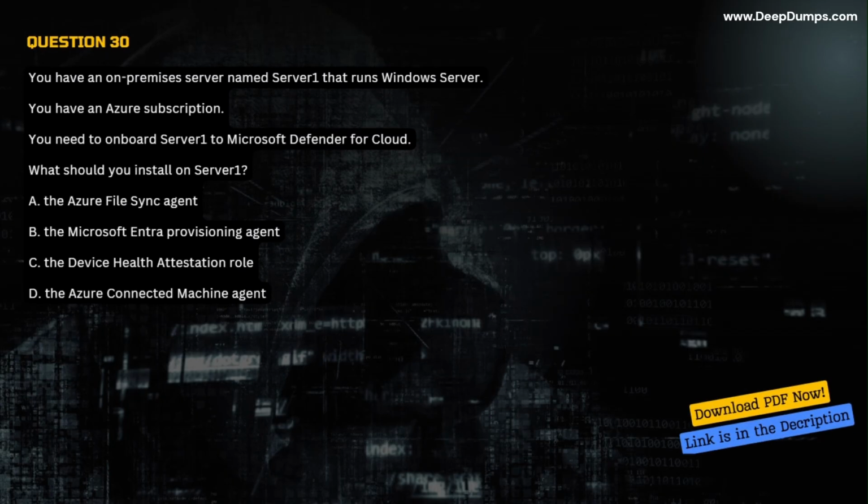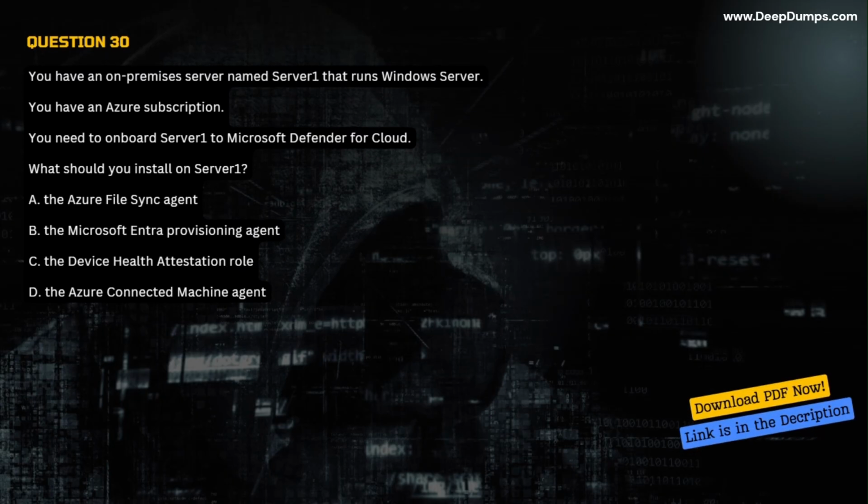Question 30. You have an on-premises server named Server 1 that runs Windows Server. You have an Azure subscription. You need to onboard Server 1 to Microsoft Defender for Cloud. What should you install on Server 1? A. The Azure File Sync Agent. B. The Microsoft Entra Provisioning Agent. C. The Device Health Attestation Role. D. The Azure Connected Machine Agent.